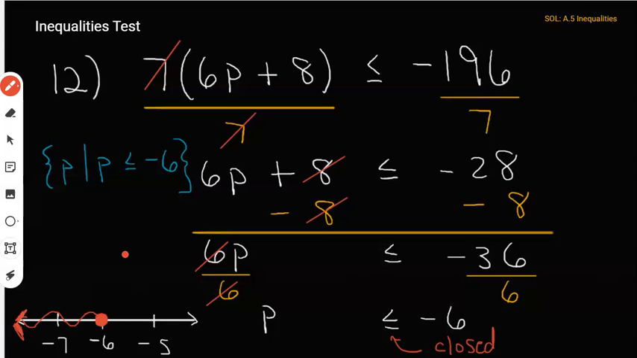So what this number line is telling you is not only is -6 an answer, but also any number that's less than that can be an answer. Like -7, -8, -1,000,000, right? They all satisfy the inequality.